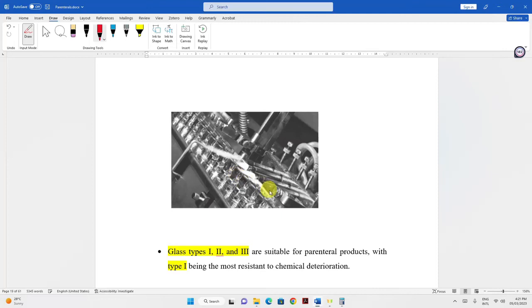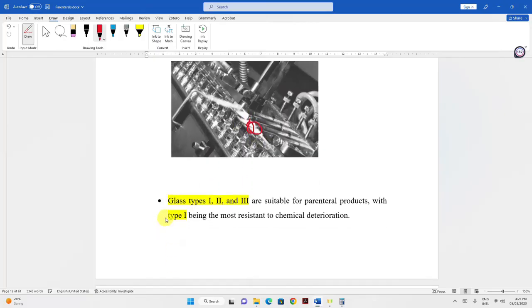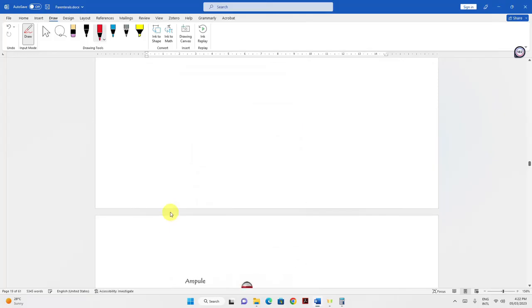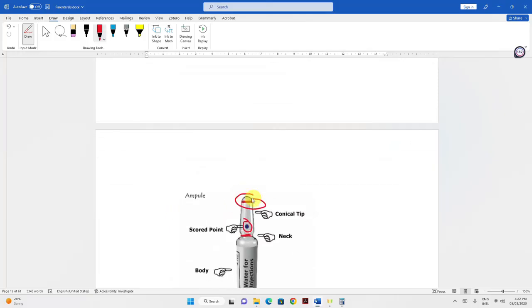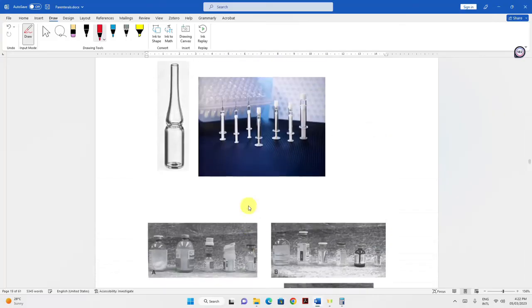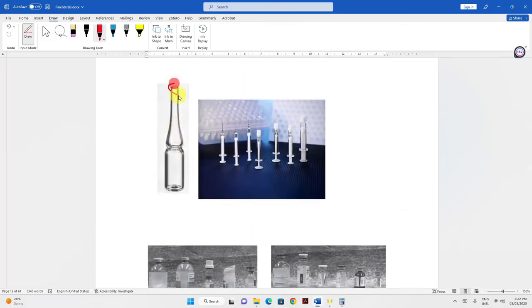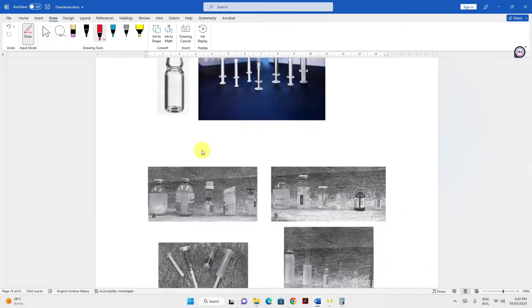What you see here is the sealing of the ampule. Ampules are sealed with heat. Okay, this is what happens here. So the tip of the ampule, this tip, there will be heat there, and this heat will cause the ampule to close. See this one, this is open. Okay, so with heat it will close.